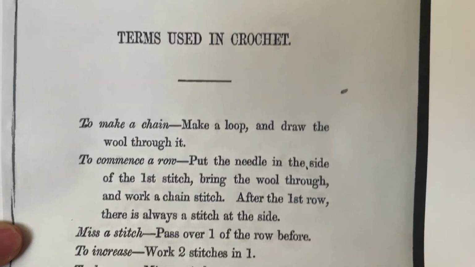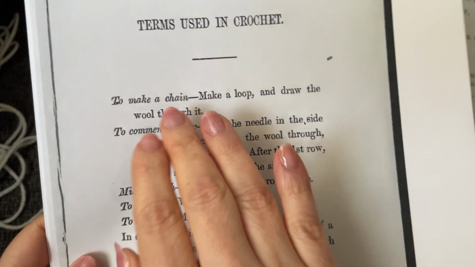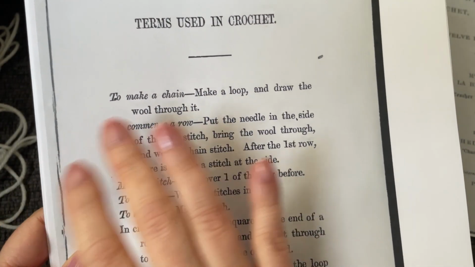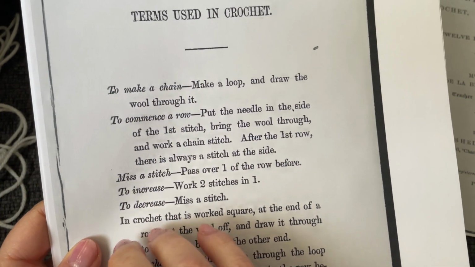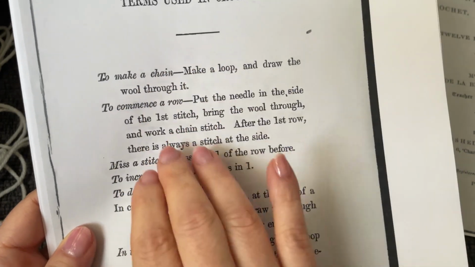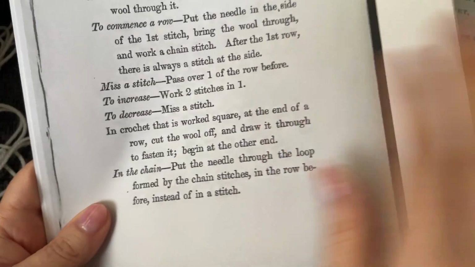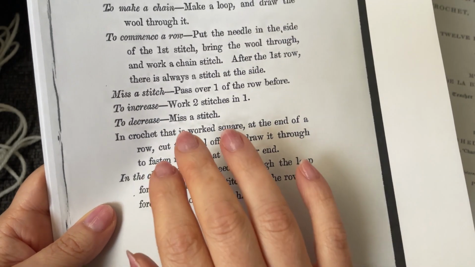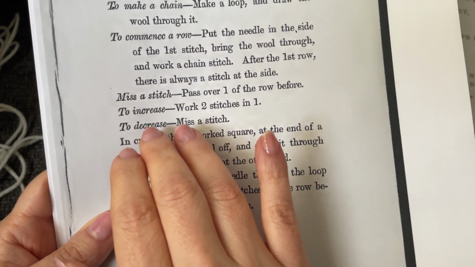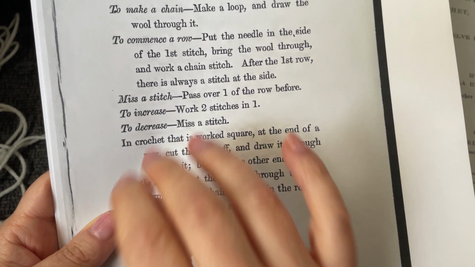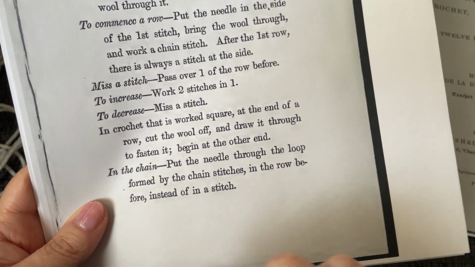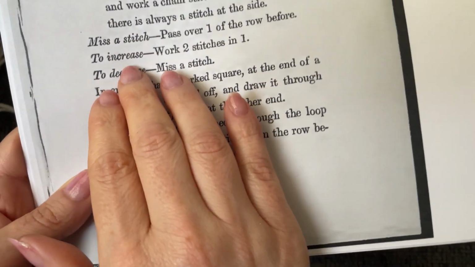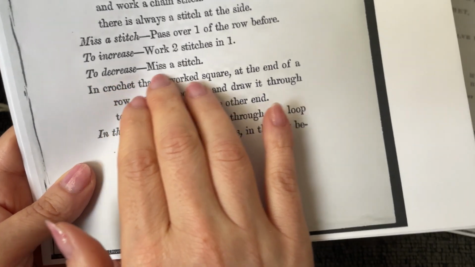Terms used in crochet. The one consistent I have found, no matter how old the pattern is, is the chain. The chain stitch never changes. So this just teaches you how to make a chain and all of that. Miss a stitch. Now again, this is a UK book, so miss a stitch means skip a stitch. Even in today's modern UK patterns, you will still find miss a stitch meaning skip a stitch or skip a chain. Okay, we know what increase means, correct? We know what decrease means, yes.